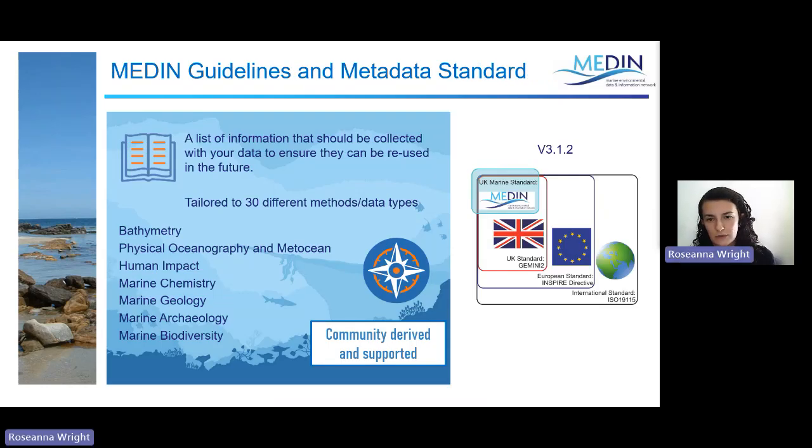So how do we ensure that data shared within the MEDIN network is consistently high quality, discoverable and useful across the community? That's where the MEDIN guidelines and discovery metadata standard come in. So we have around 30 guidelines for different data types or data collection methods to ensure datasets contain all of the right information so that they can be reused.